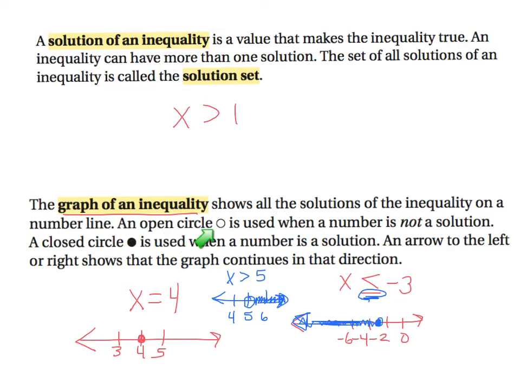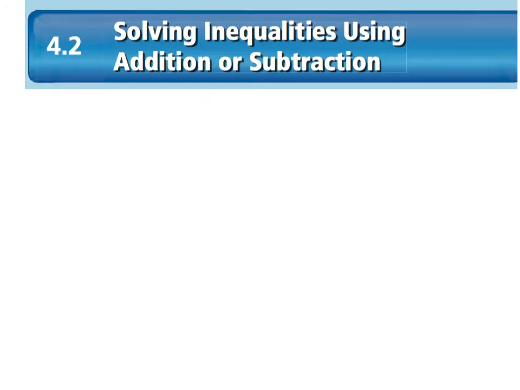It's important to note that an open circle is used when the number is not a solution. A closed circle is used when a number is a solution. An arrow to the left or right shows that the graph continues, the solutions continue in that direction. We're going to start with section 4.2, solving inequalities using addition and subtraction.